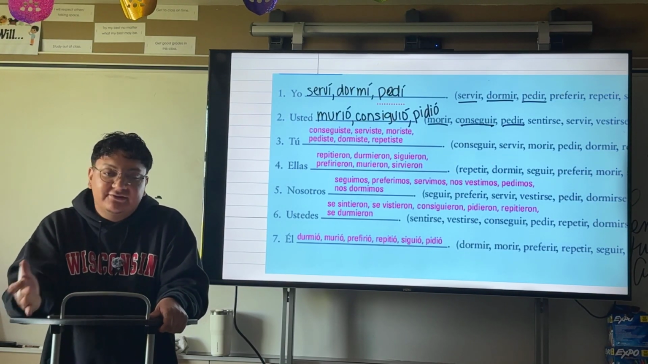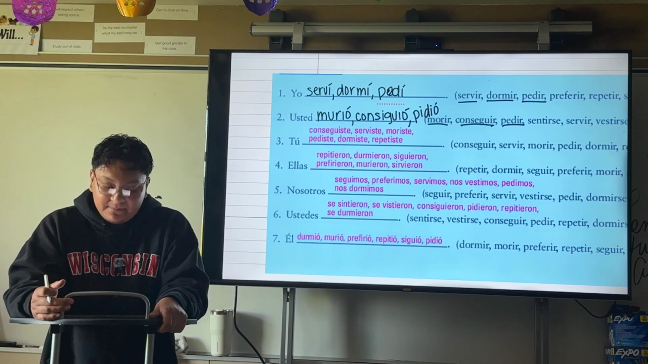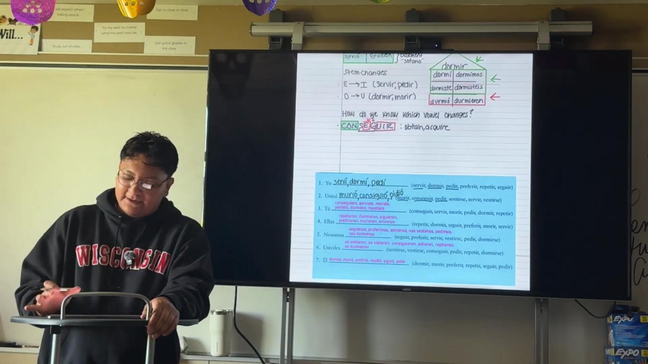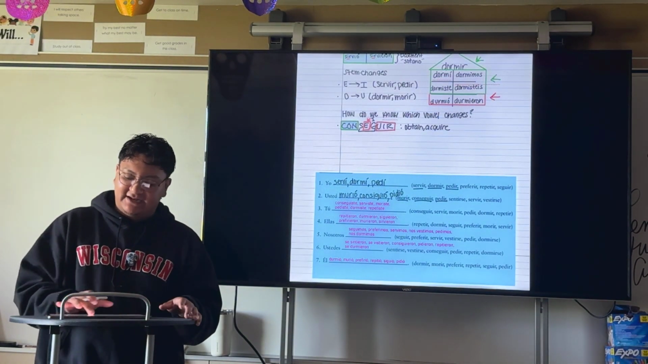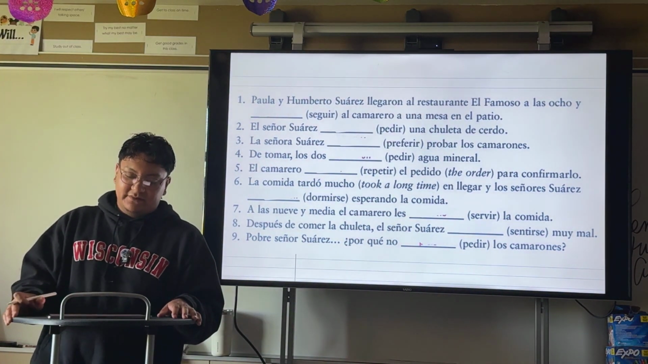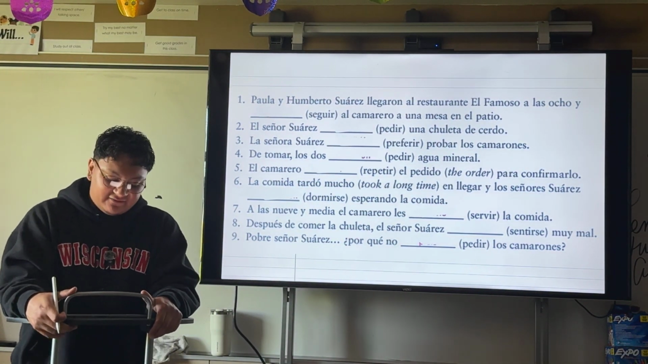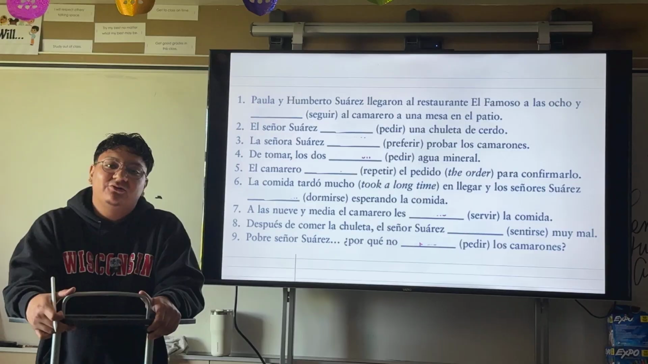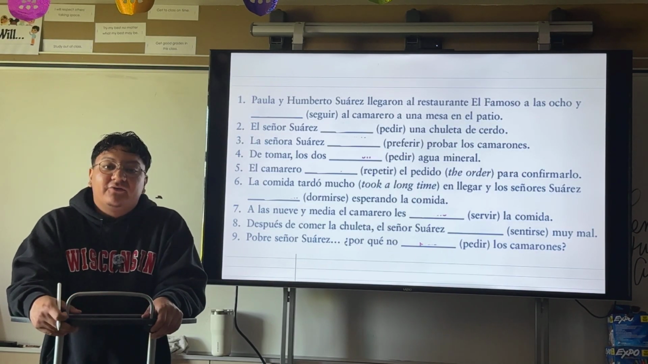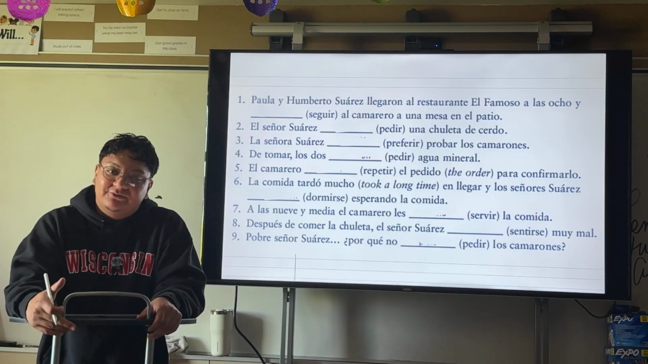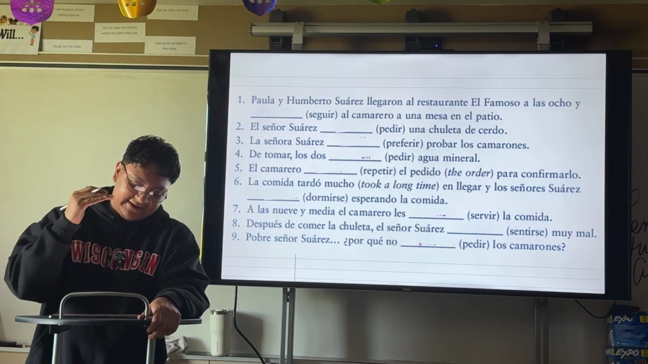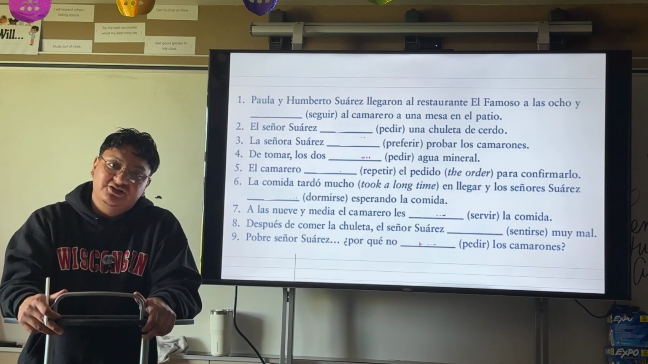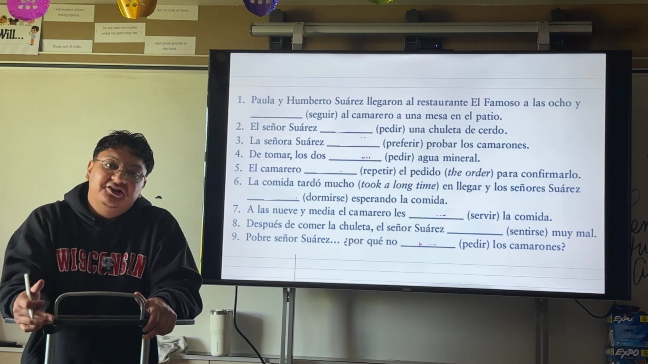If you got them all right, give yourself a good old high five. You did good. All right. So we have one more activity before we wrap it up. So on either the front side or the back side, we're going to do the last activity. So here we have a mini story of Paula Suarez and Humberto Suarez. They are a married couple and they go to a restaurant. So for this activity, I just want you to write down the answers. So on your paper, write down 1, 2, 3, 4, 5, 6, 7, 8, and 9. So I'll read this in Spanish and then I'll translate it to English, and I want you to fill in the blanks with the correct conjugation.